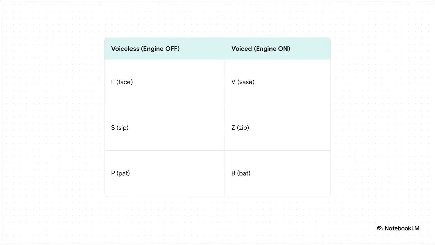For F, the engine's off. For V, it's on. Same thing for S and Z. Try it. Sip, zip. See? Or how about P and B? Pat, bat. Your mouth is doing the exact same thing for each pair. You're just flipping that one little switch.